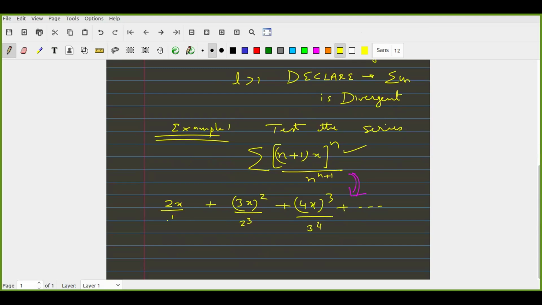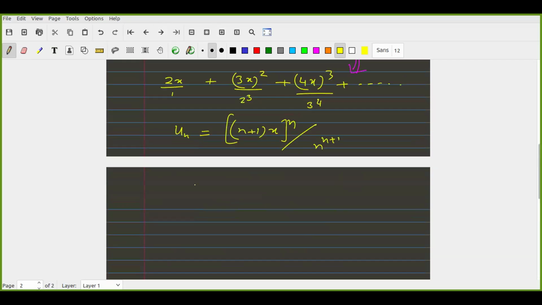It's already given here. Sometimes this kind of an expression is given. We have to identify this expression for un. So we are already given un. So un is (n plus 1) times x, the whole power n, divided by n power (n plus 1). This is your un. So what does the Cauchy test say?